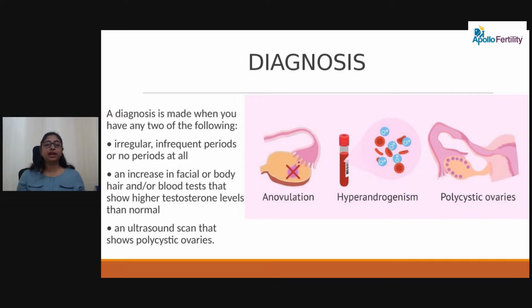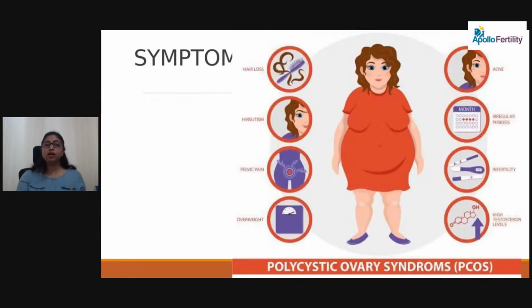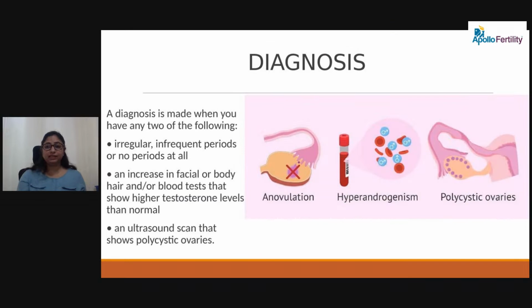And the ultrasound scan that shows polycystic ovaries. What I told you about in the last slide, the image was there, when the ovaries are big or have multiple follicles. This is called the polycystic appearance. This will be the appearance, there will be multiple follicles.